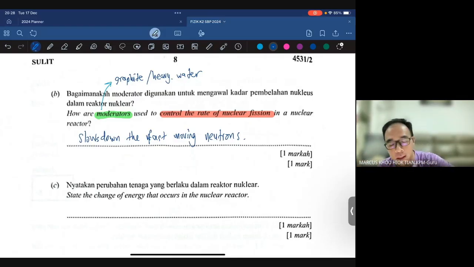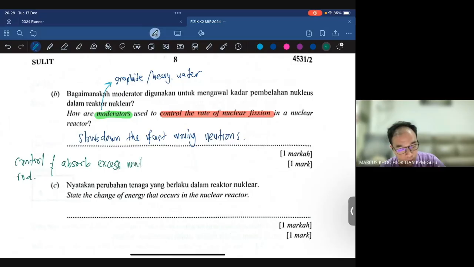Since we are talking about the moderator, I should also talk about the other component in a nuclear reactor, which is the control rod. What is the function of a control rod? It absorbs excess neutrons, so that it controls the rate of nuclear fission. And the most famous examples for control rod are always boron or cadmium.